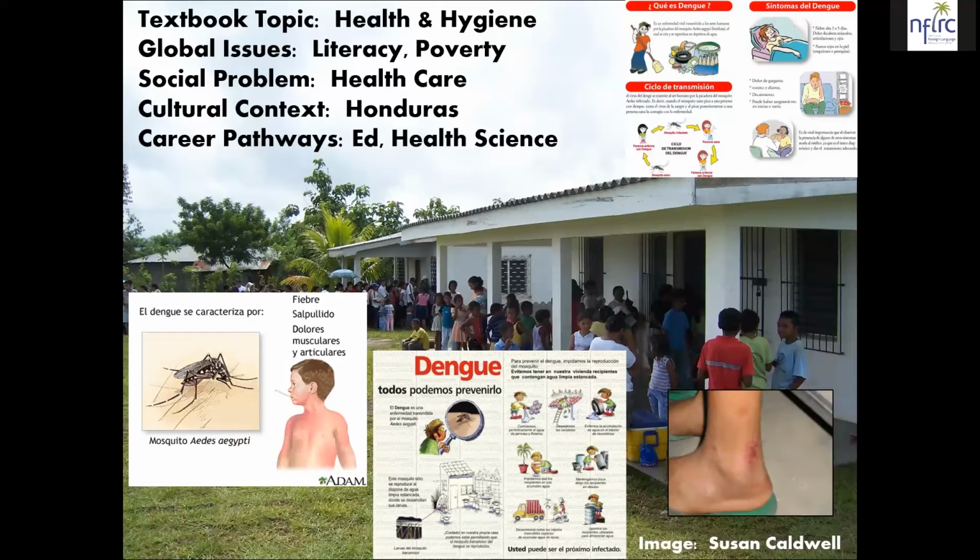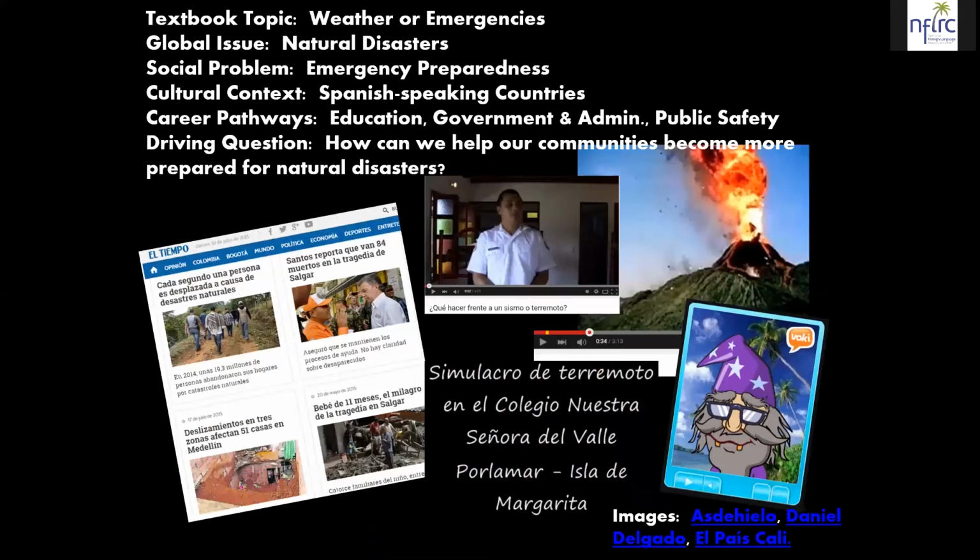Maybe we're going to look at a topic on weather or emergencies in my textbook. And so the global issue I'm going to connect that to is natural disasters. The social problem is emergency preparedness. The cultural context will be natural disasters in Spanish-speaking countries. And my career pathways that I might need to think about would be things like, how am I going to provide education? What about government and administration or public safety? So how can we help our communities become more prepared for natural disasters?